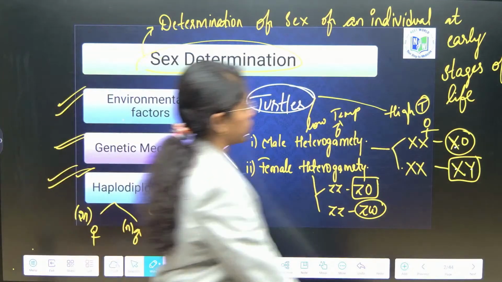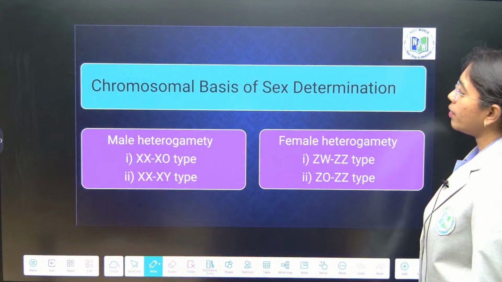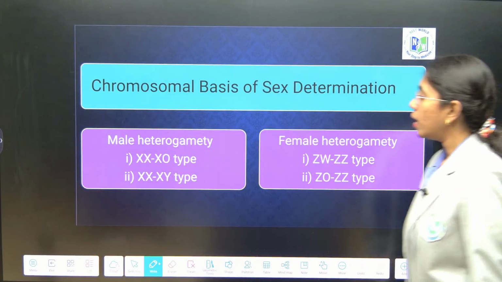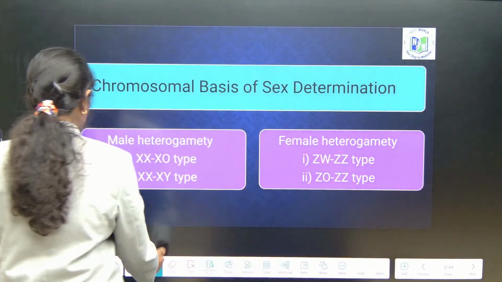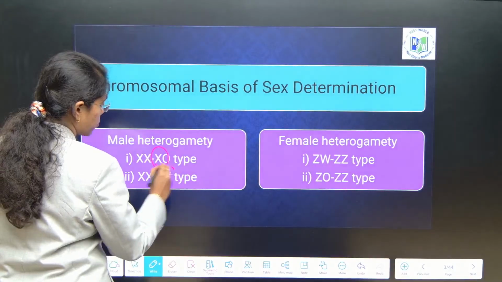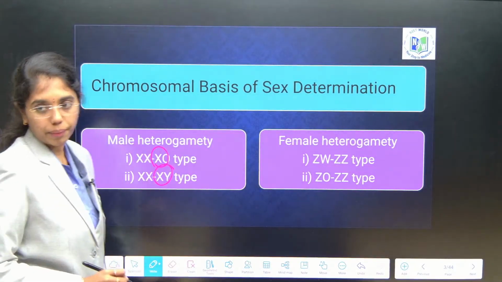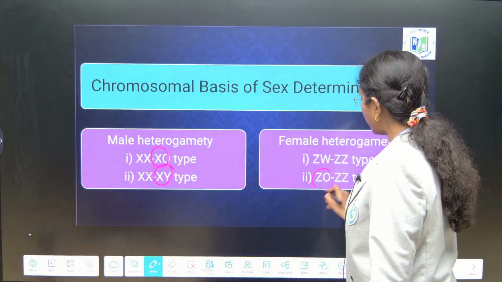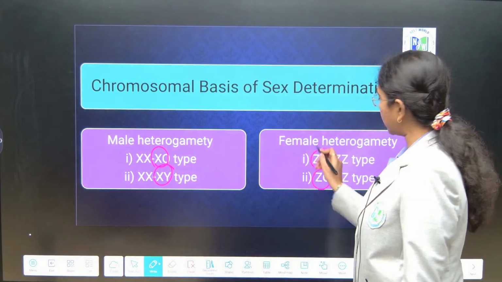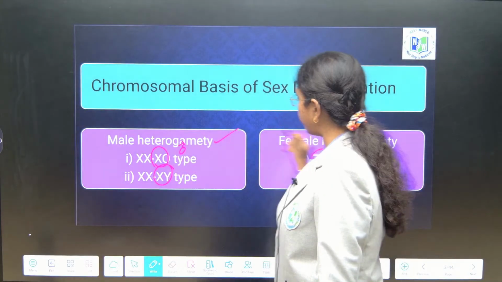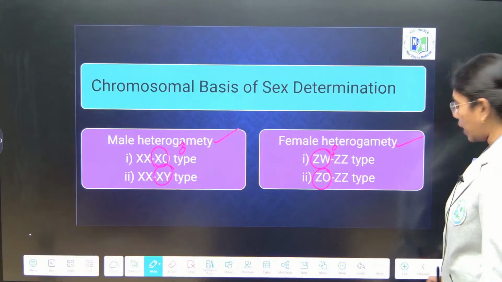Now here we will go with chromosomal basis of sex determination or genetic mechanism. First is male heterogamety. Here, as I discussed, you have either half set or complete set, but two different allosomes. The same is the case with female heterogamety: either half the set or complete set in the females. Here it is in males. As such you have male heterogamety and female heterogamety.